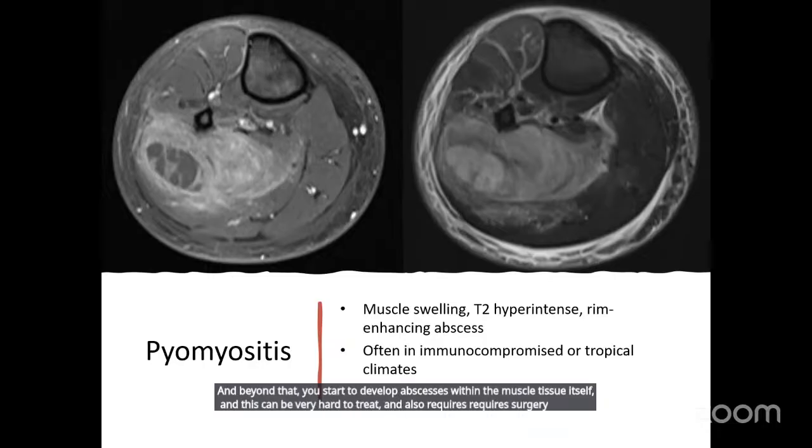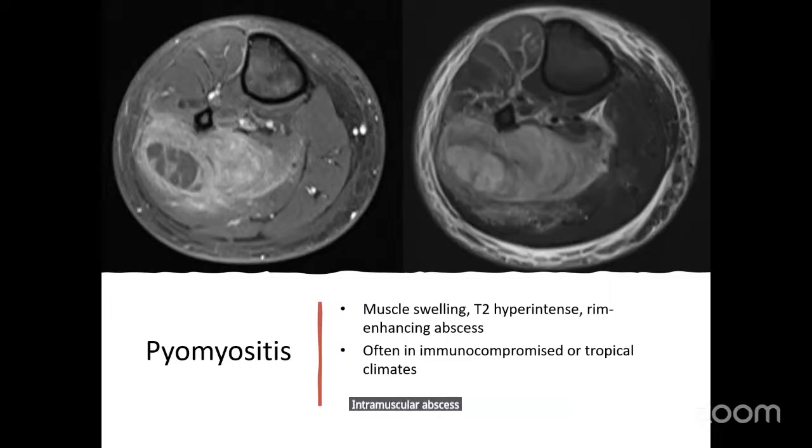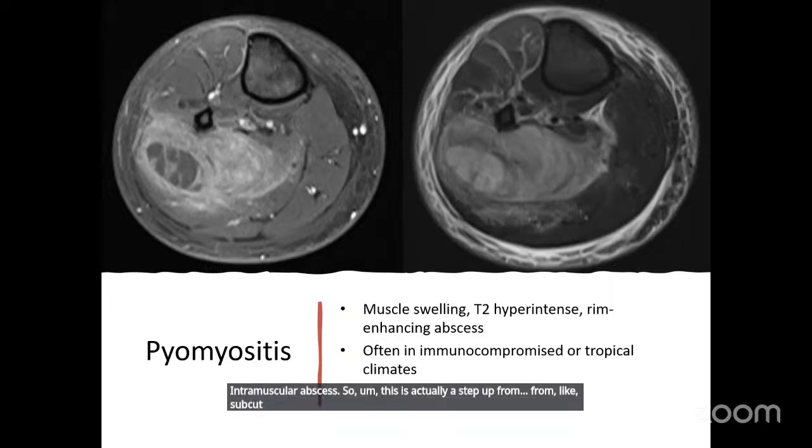A myositis without abscess most times can be treated with antibiotics alone, but this will require surgery because of the intramuscular abscess. So this is actually a step up from like a subcutaneous abscess. It's much harder to treat, and it's a more involved surgery because now we're dealing with muscular involvement.